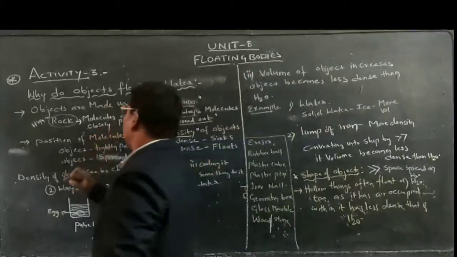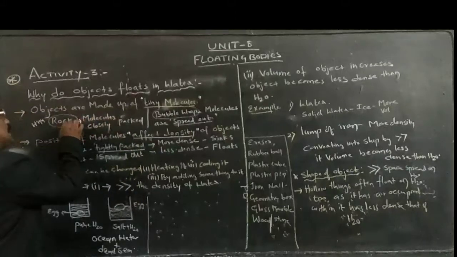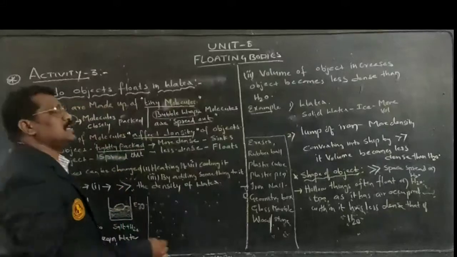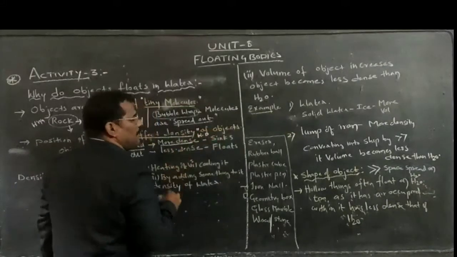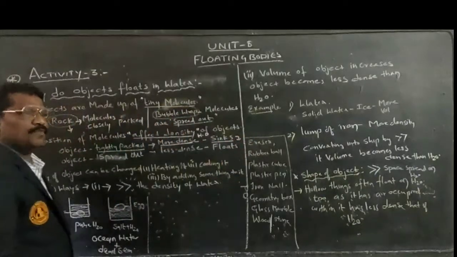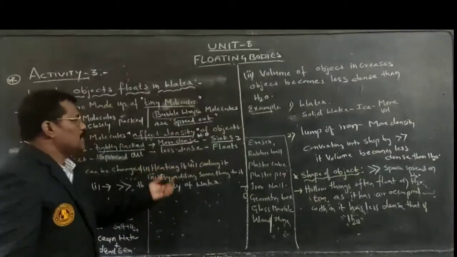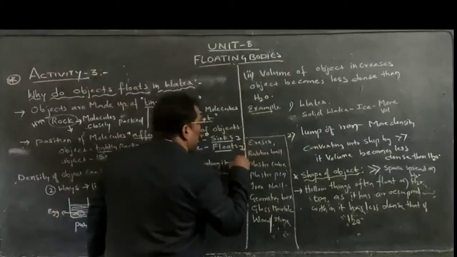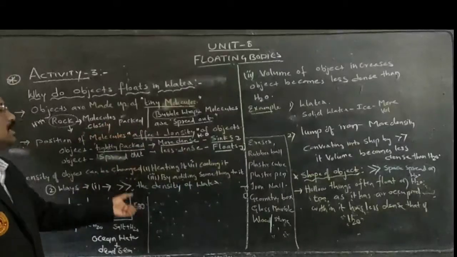How will the molecules be positioned in the object? If it is tightly packed, for example the rock I have taken, what does it indicate? It is more dense. That means its density is high. Due to that reason, it sinks into the water. If an object is spread out, less density will be there. Due to that reason, that object will float on water. That is the major thing there.